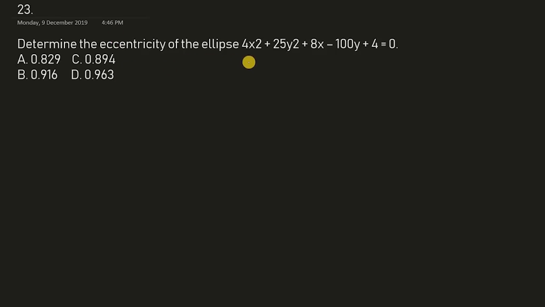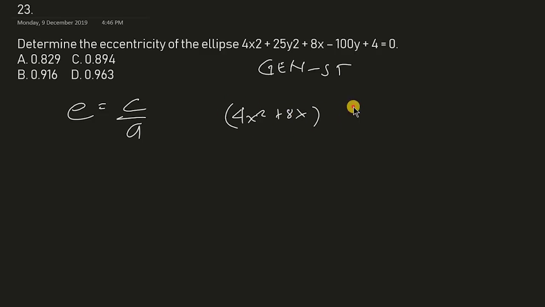Okay. Determine the eccentricity of the ellipse 4x squared plus 25y squared. Eccentricity of the ellipse. Again, sabi ko nga, eccentricity, guys, is equal to C over A. Kailangan natin hanapin to with this given ellipse. So, from general equation, i-convert natin to sa standard para malaman natin yung mga values ng C and A. Para mangyari yan, it's again completing the square. Let's say, 4x squared plus 8x. Group muna natin sila, 25y squared minus 100y.